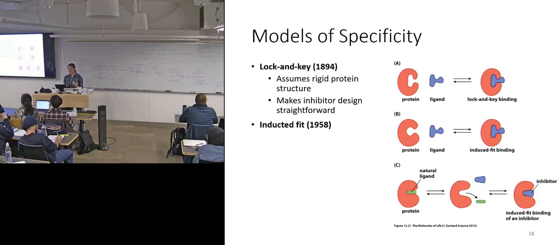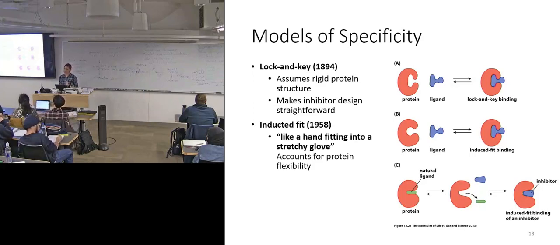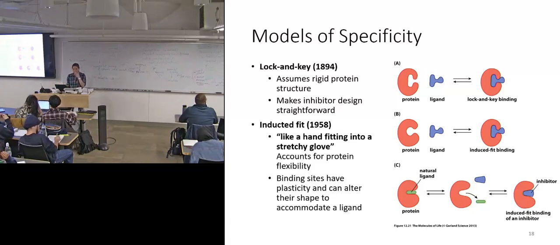Okay. Then in 1958, there were some scientists who won a Nobel Prize for describing this situation, which is something called induced fit. Your book describes it like this. It essentially describes it as like a hand fitting into a stretchy glove. That essentially when a ligand comes in to bind, the protein is going to manipulate its shape to receive that ligand, okay? Stretch to fit around it or whatever it might be. So binding sites have plasticity. They can alter their shape to accommodate a ligand that's coming in.